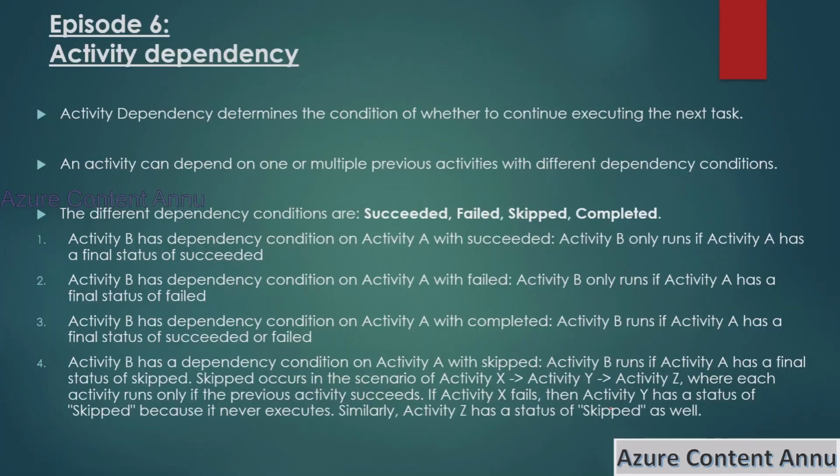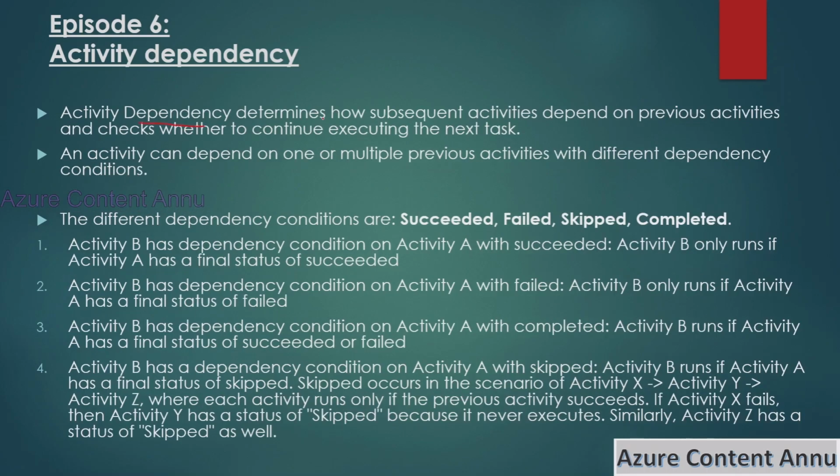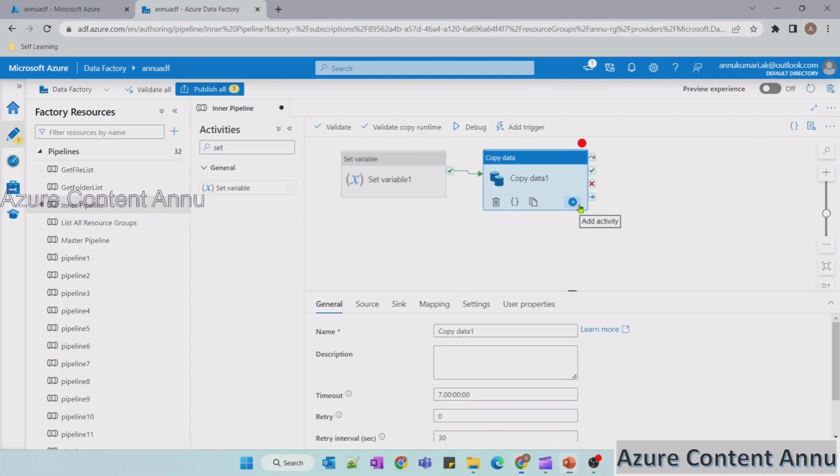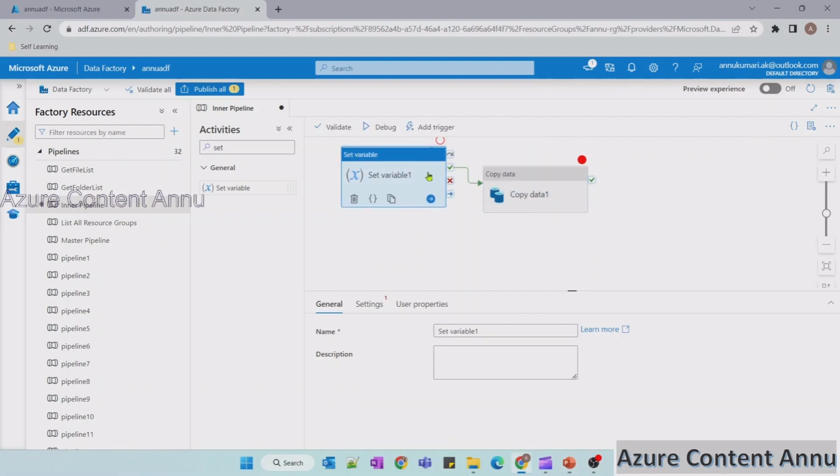Let me go to the next slide. Activity dependency determines how subsequent activities depend on the previous activity, and it will check whether to execute the next task or not. Basically we have four kinds of dependency conditions. First one is succeeded, then failed, then skipped, and then completed. If I go to ADF, you can see there are four conditions on every activity. We can join or combine two activities with the help of these conditional paths, based on our requirement.